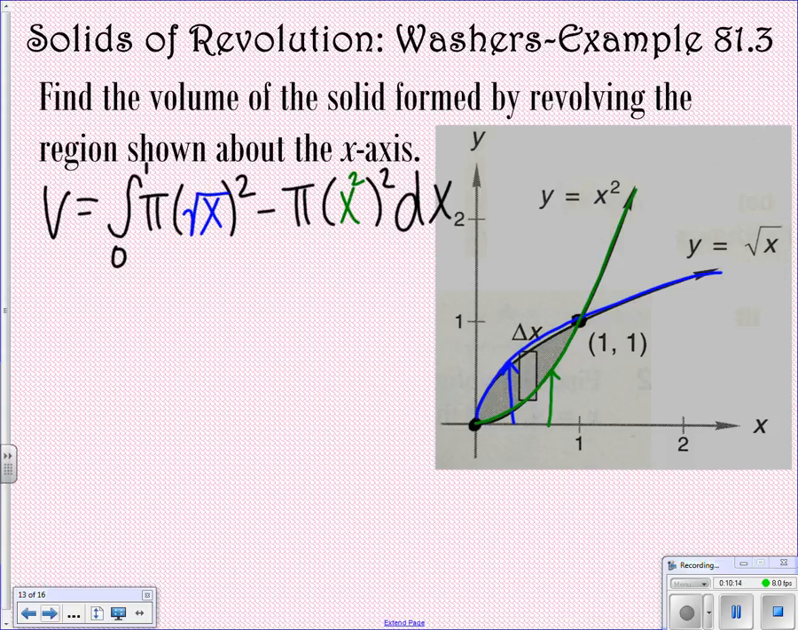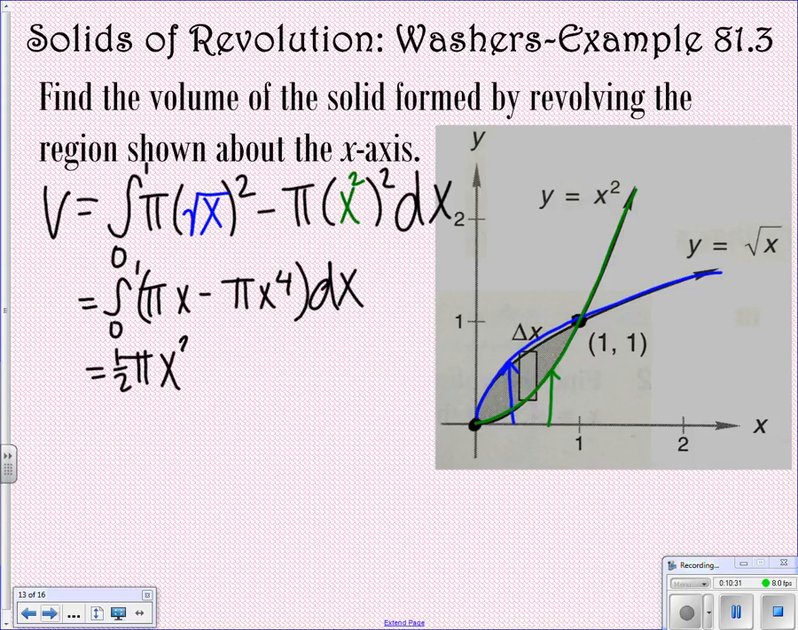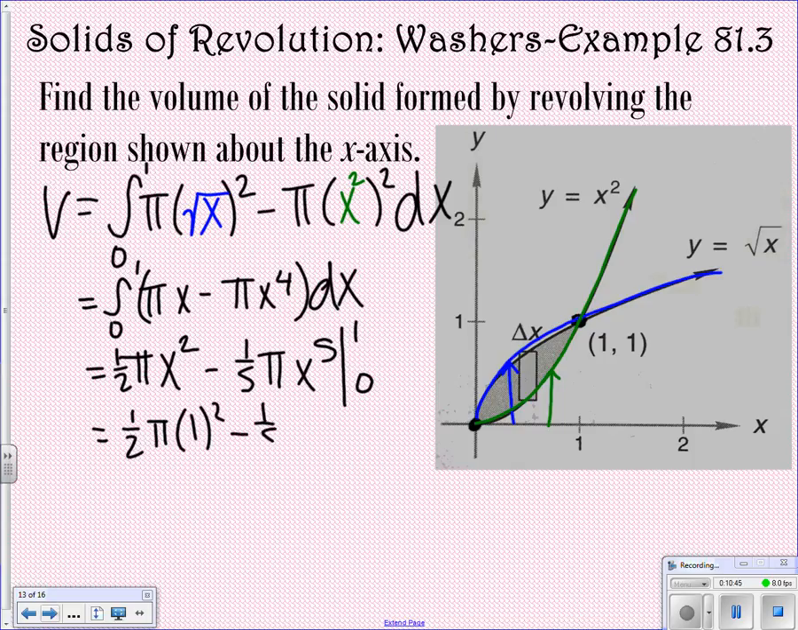So now we're going to simplify before we integrate. And so I end up with pi x minus pi x to the fourth. If I integrate, I'm going to have 1/2 pi x squared minus 1/5 pi x to the fifth from 1 to 0. So 1/2 times 1 squared times pi, minus 1/5 times pi times 1 to the fifth. And then minus, if you plug in a 0, you will get 0.